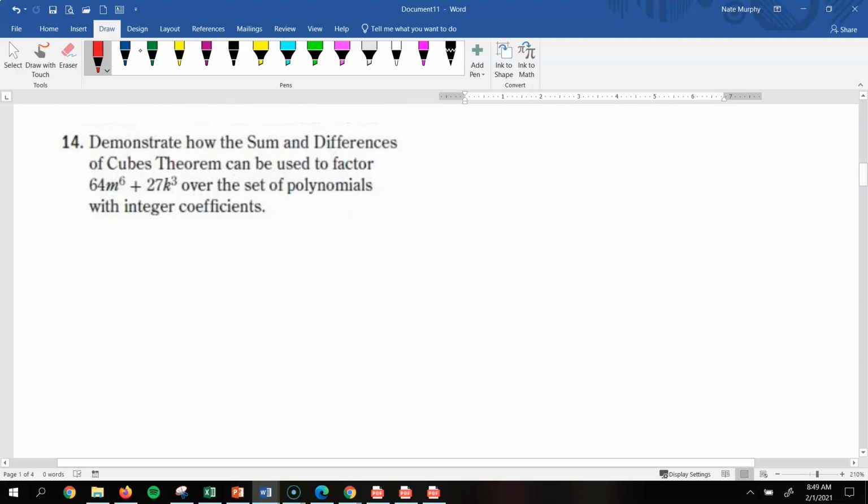All right, for number 14, we want to use the sum and differences of cubes theorem. Well, this would be the sum of 2 cubes. So I want to look to see, well, first off, can we factor anything out?